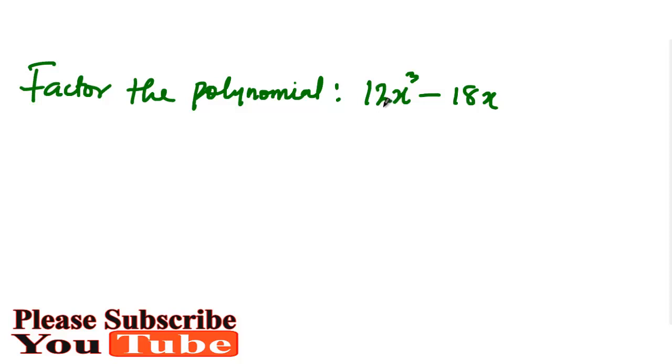Right, 6 will go in 12 twice and in 18 3 times. And between x cubed and x, we can only use what? A single x. So in this case, if we want to factor this, we have 12x cubed minus 18x. And that will give us what?